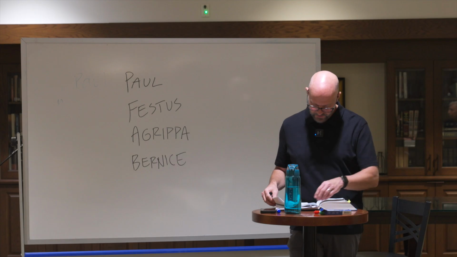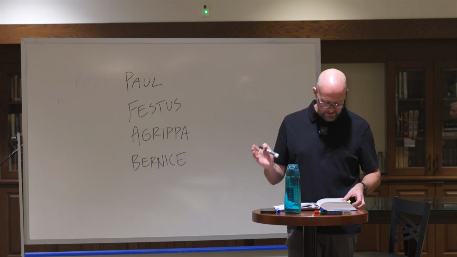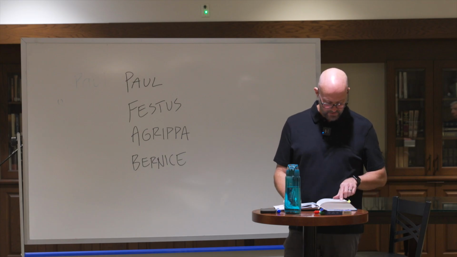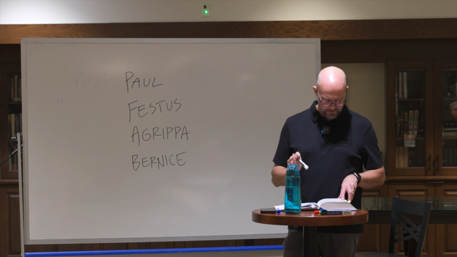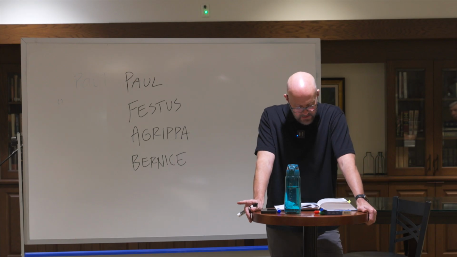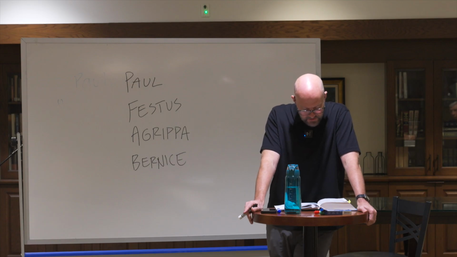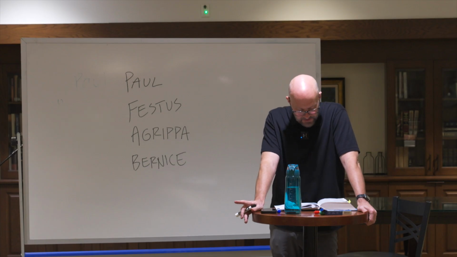I'm going to finish this off real quick in verse 19. "So then, King Agrippa, I was not disobedient to the vision from heaven, first to those in Damascus, then to those in Jerusalem and in all Judea, and then to the Gentiles. I preached that they should repent and turn to God and demonstrate their repentance by their deeds. That is why some Jews seized me in the temple courts and tried to kill me. But God has helped me to this very day. So I stand here and testify to small and great alike." We're going to come back to that also.